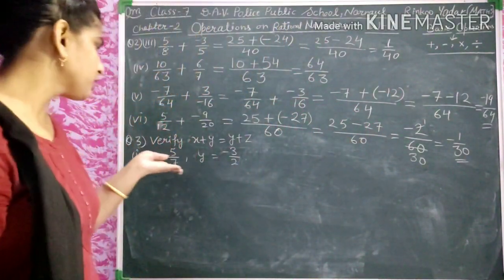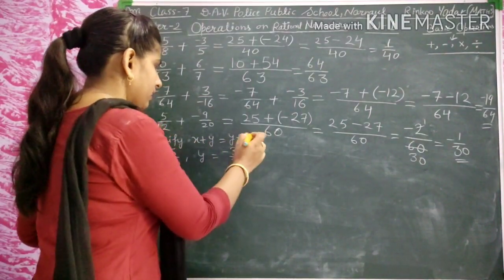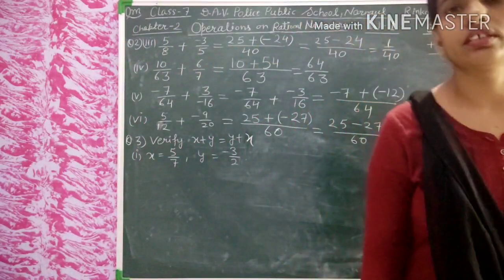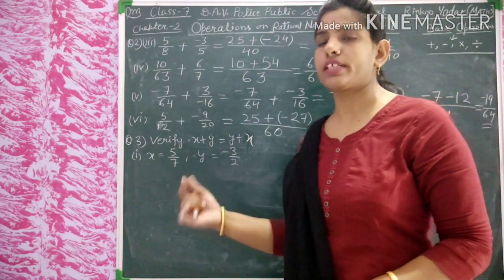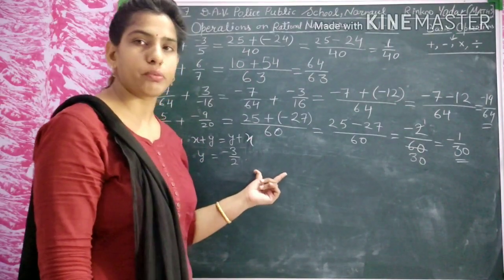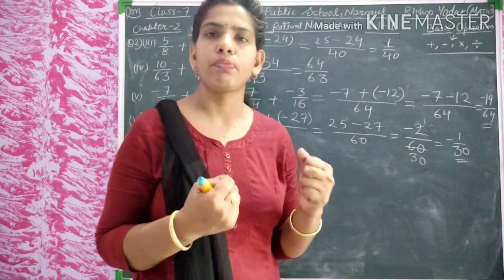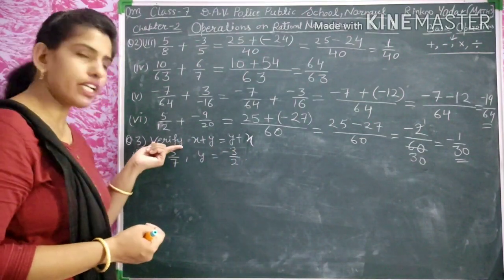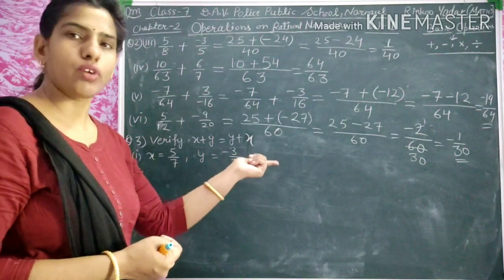I had taught you that x plus y and y plus x. What is this property? Yes, remember it. This property is known as the commutative property. Good. It means if we change the order of additions, the result remains the same. We will have to verify here that x plus y is equal to y plus x.